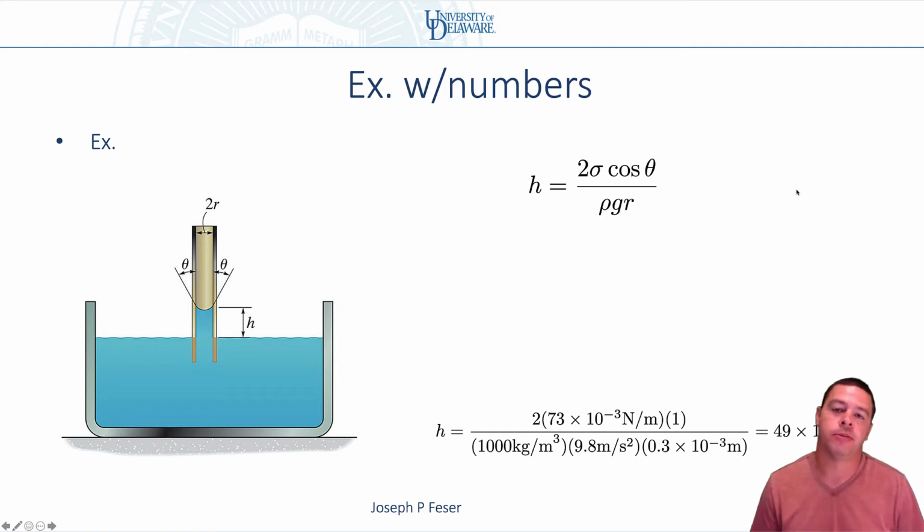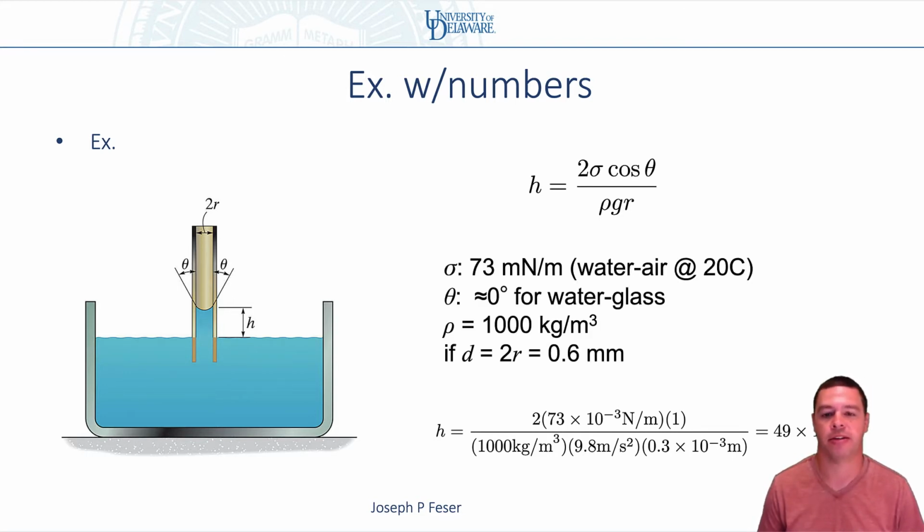All right, let's put some numbers on that example. So with our formula in hand for the rise h, we can see what kind of rises we can expect to find. If we look up the value of the surface tension of a water-air interface, it turns out that at room temperature that's about 73 millinewtons per meter.